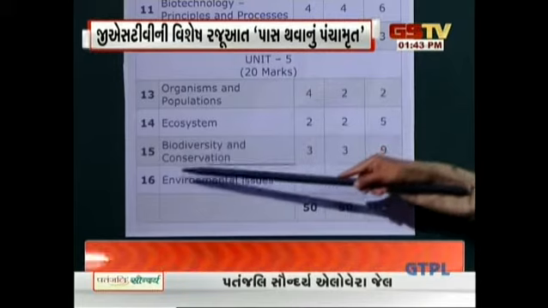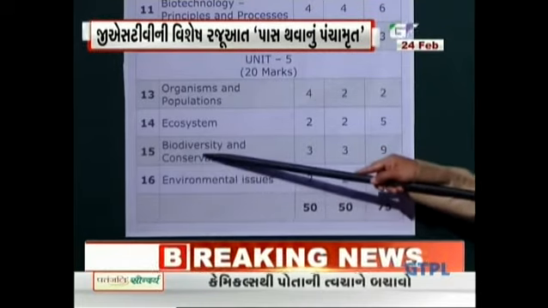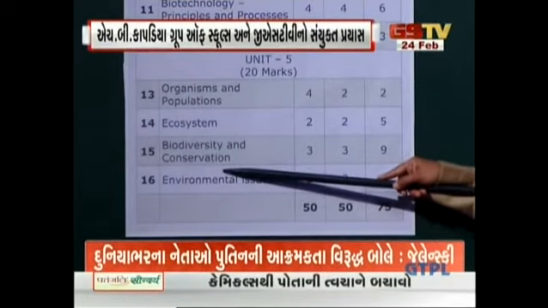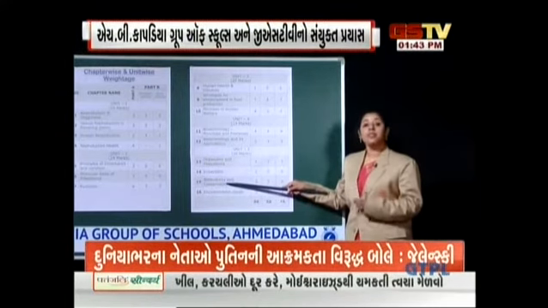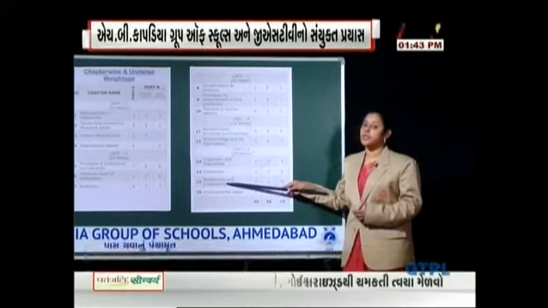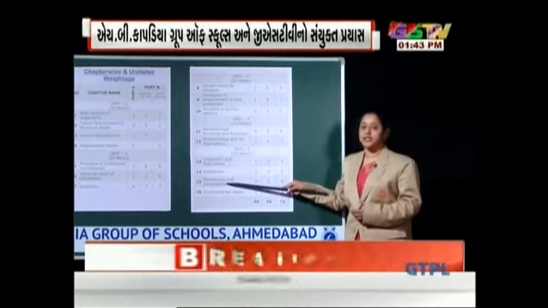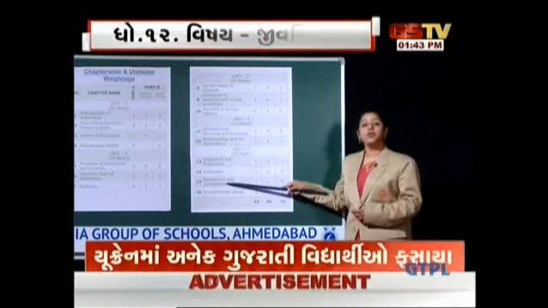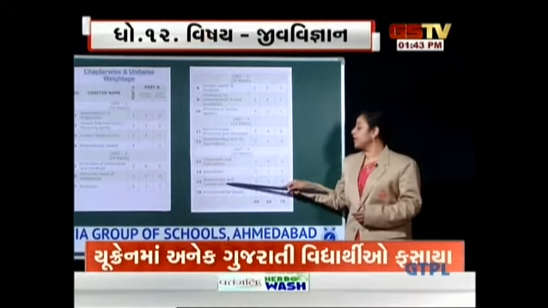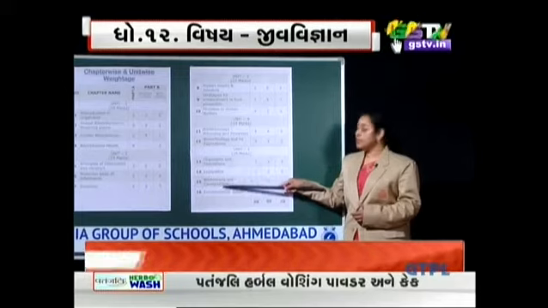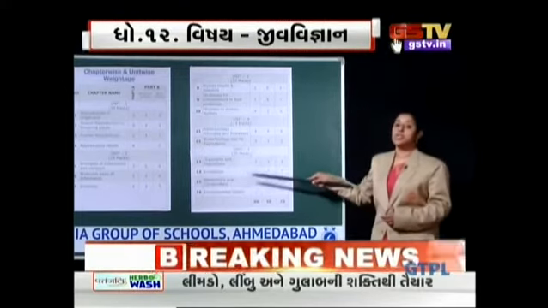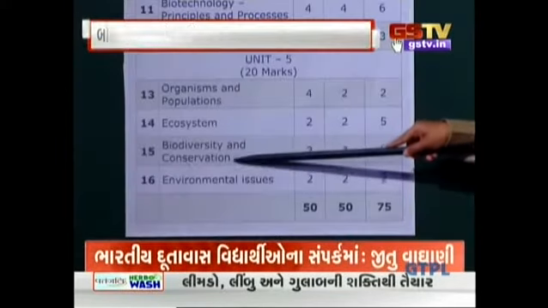Now the 15th chapter, that is Biodiversity and Conservation. In this chapter, we will discuss what biodiversity is and what the importance of biodiversity conservation is. You know that due to industrialization, we are facing a threat to biodiversity nowadays. So we will discuss what the various measures are to control this.